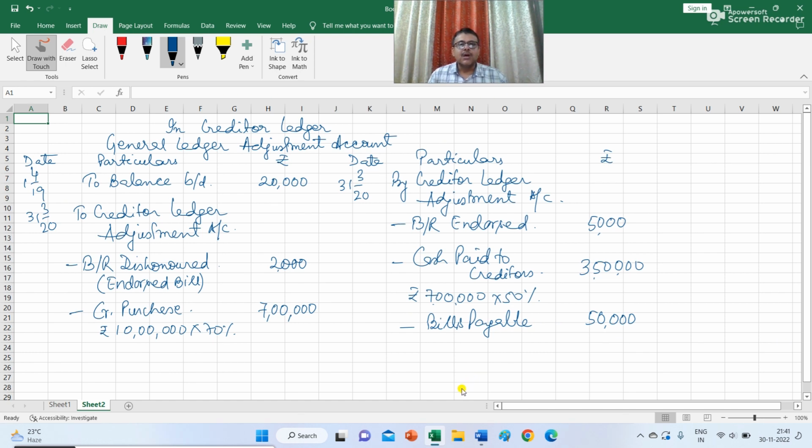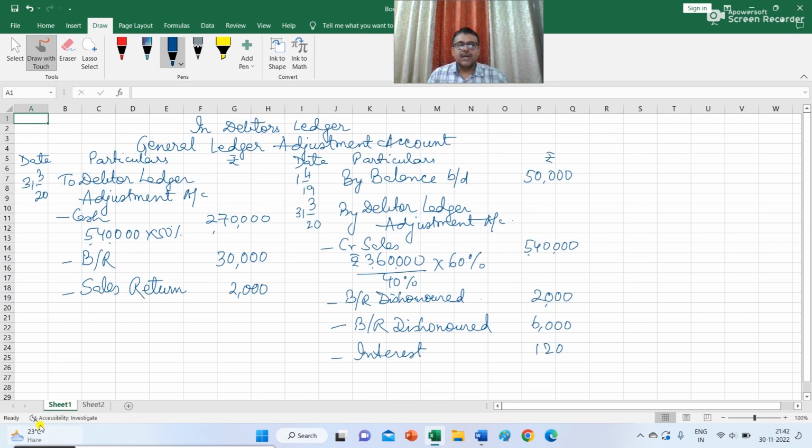The next transaction is regarding return outward. Return outward means purchase return. So you have to record it as creditor ledger adjustment account debit to general ledger adjustment account, because a purchase return is going to reduce the amount of your creditor. So here I am writing return outward, and the amount is rupees 10,000. So this way I have recorded all the transactions given in the question.